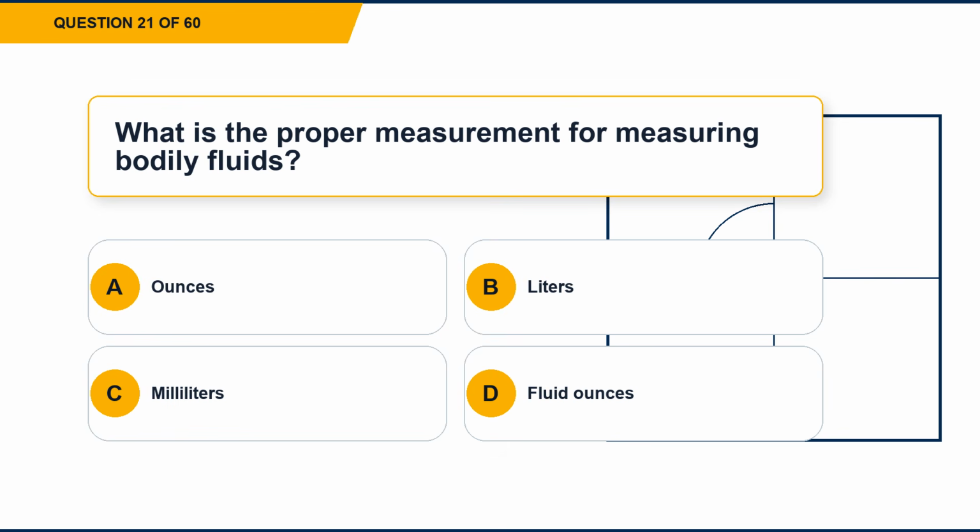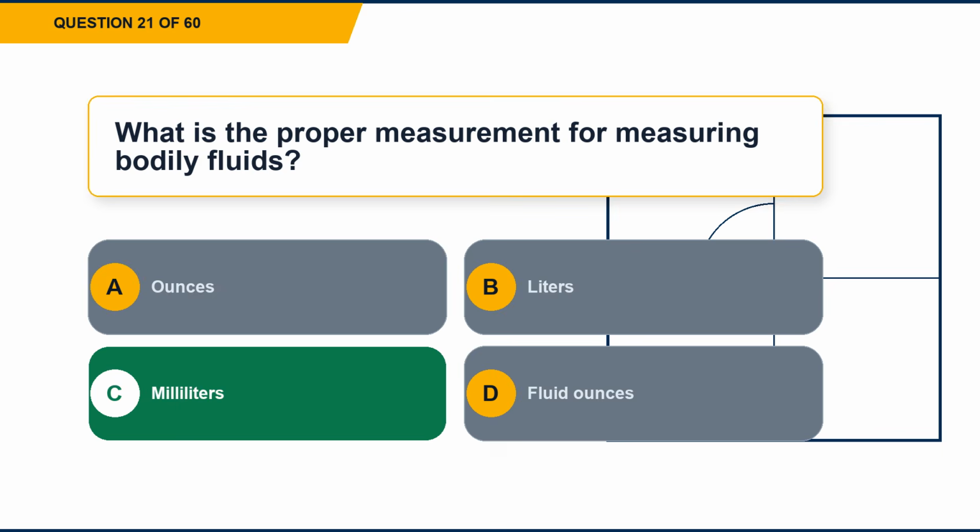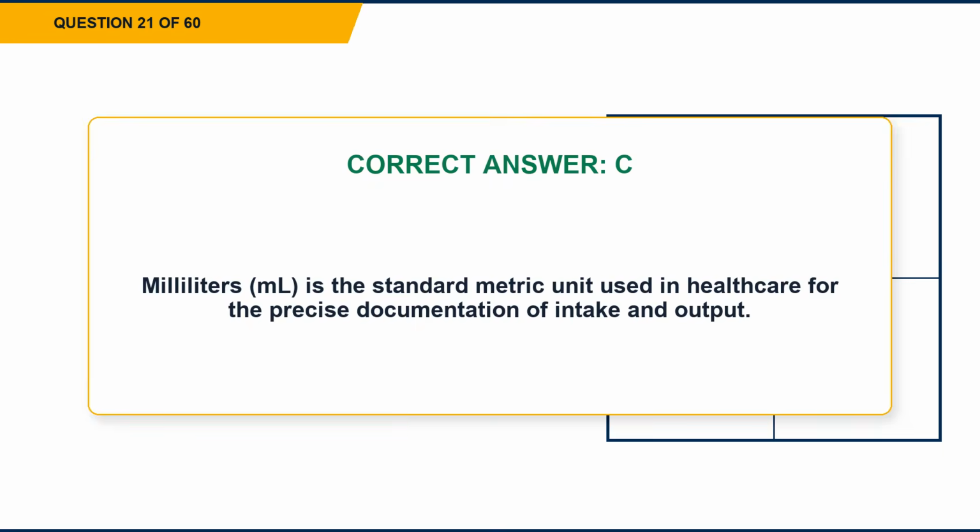Option A. Ounces. Option B. Liters. Option C. Milliliters. Option D. Fluid ounces. The correct answer is option C. Milliliters. Explanation. Milliliters, ml, is the standard metric unit used in healthcare for the precise documentation of intake and output.